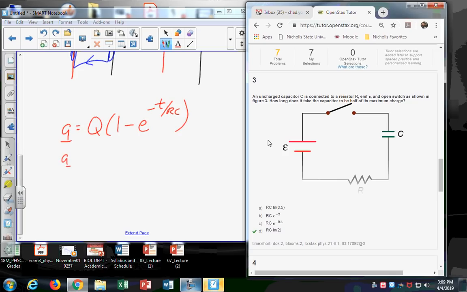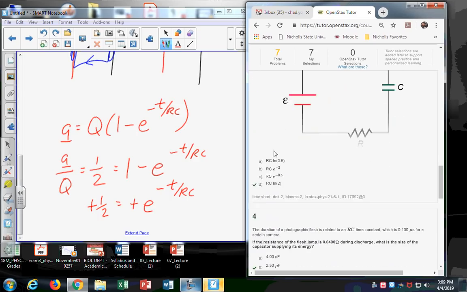And I'm told that little q over big Q is equal to 1/2, because I want to know how long it takes the capacitor to get half its maximum charge. So little q is half of big Q. That means q over big Q is 1/2, and that's equal to 1 minus e to the minus t over RC. So I have negative 1/2 equals negative e to the minus t over RC. Those negatives go away.